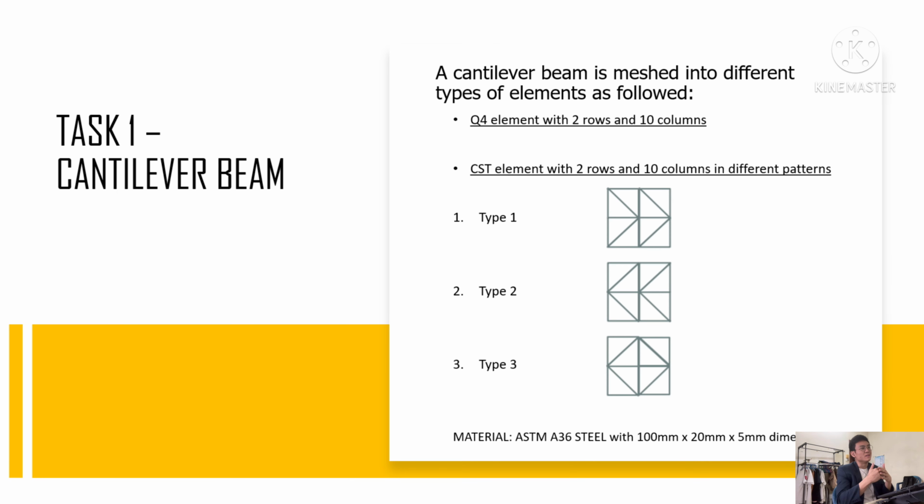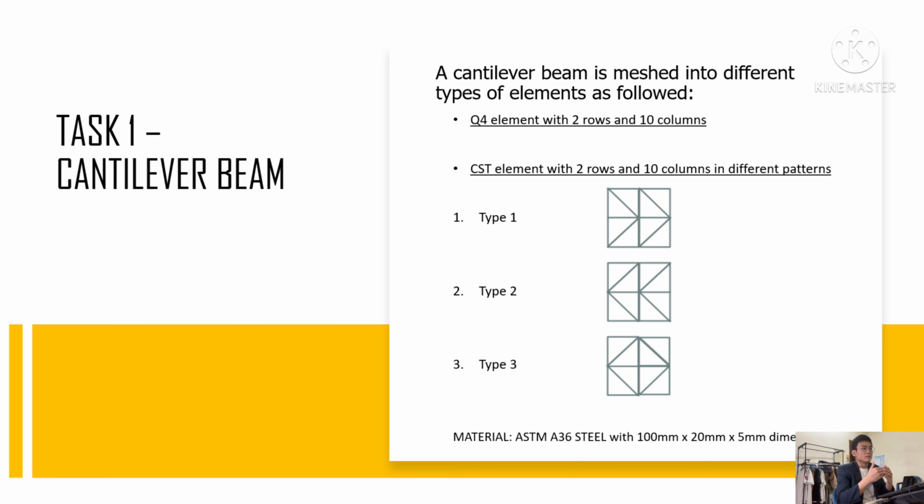So this assignment is divided into two parts. The first part will be the simulation on a cantilever beam with 2 rows and 10 columns mesh. The first element that we are going to simulate is the Q4 element, and the next three would be the CST elements with different types of patterns. There are 3 types: type 1, type 2 and type 3.